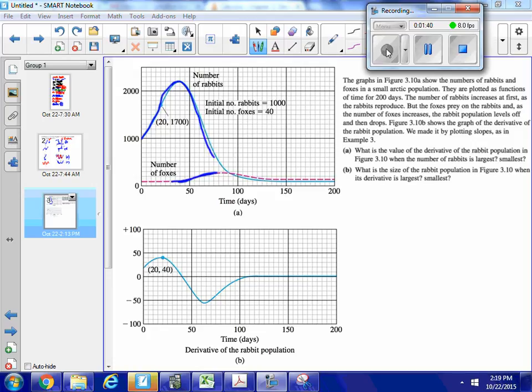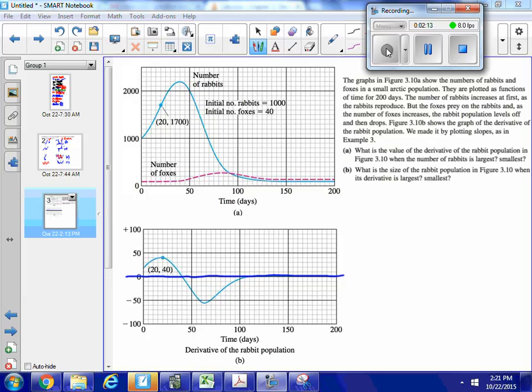So the graph of B down here is showing us the slope of the tangent line of graph A. In other words, what is the rate at which the rabbits are increasing or decreasing? Let's see if we can make some sense of that. Now, one thing to notice is that the graph of my derivative has my 0 right in the middle here.